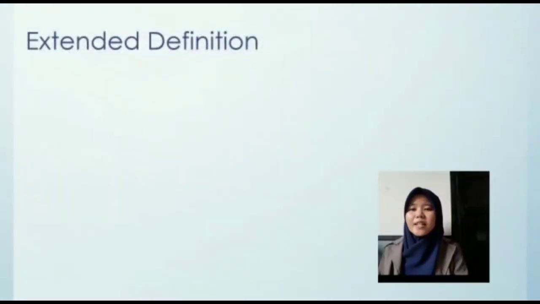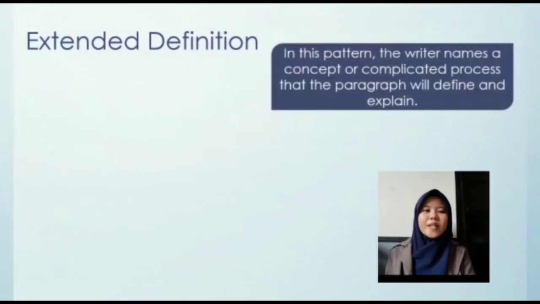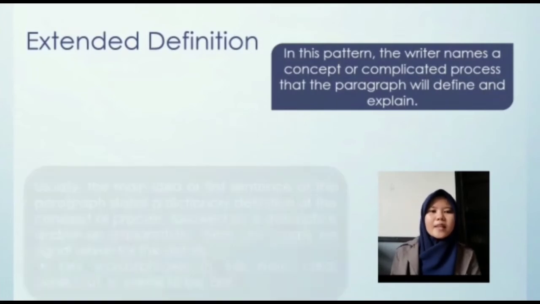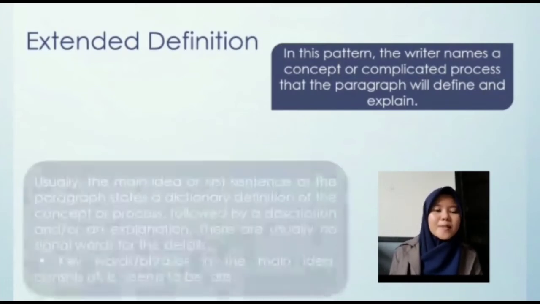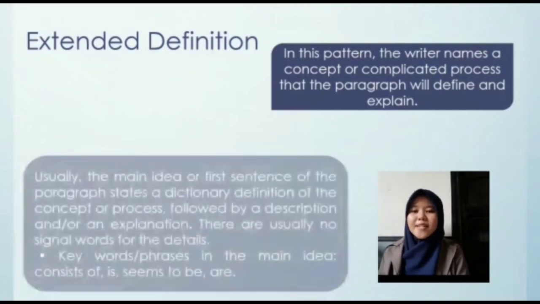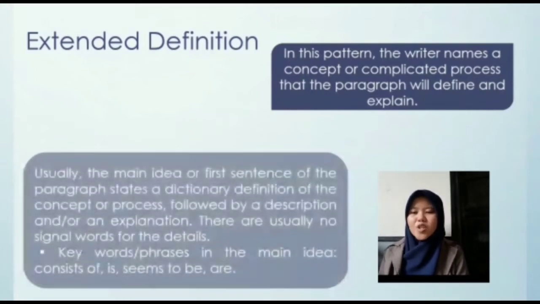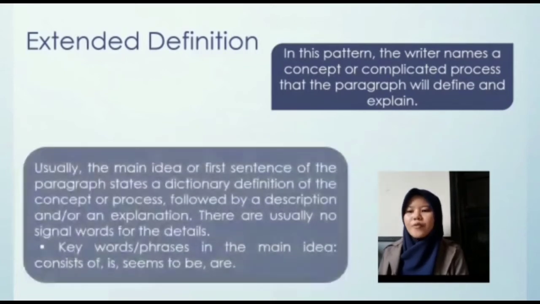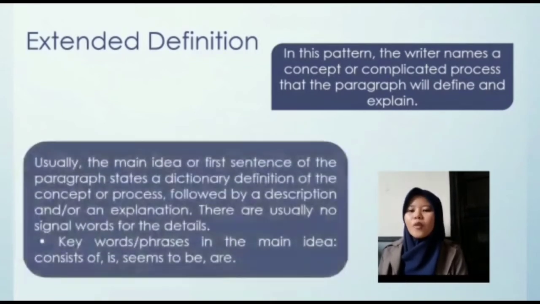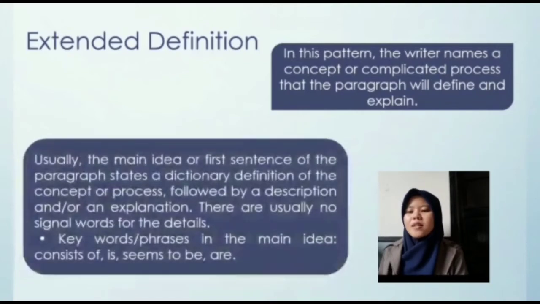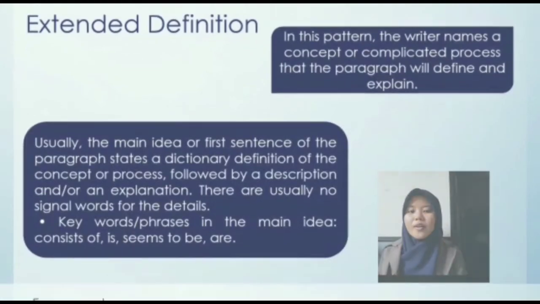The next is extended definition. In this pattern, the writer names a concept or complex process that the paragraph will define and explain. Usually, the main idea or first sentence of the paragraph states a dictionary definition of the concept or process, followed by a description and examples or an explanation. There are usually no signal words for the details. Keywords or phrases in the main idea consist of is, seems to be, are.